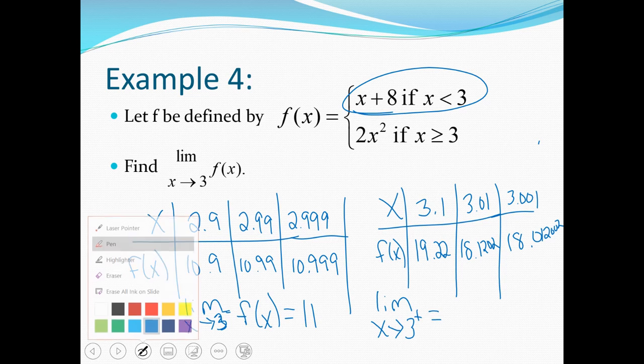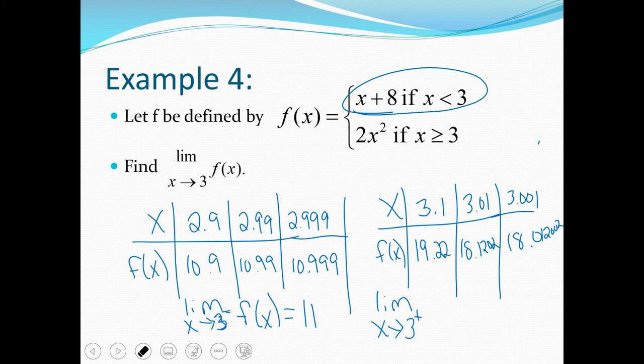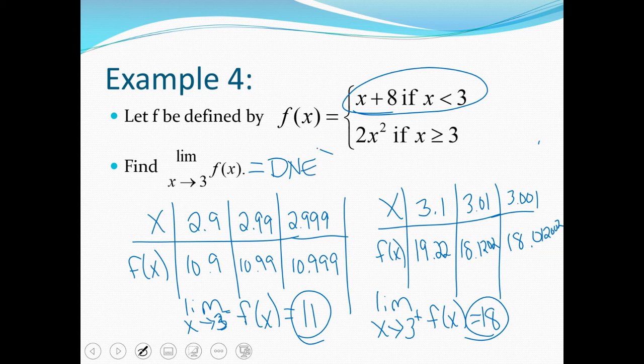Whoops, I did exactly what I told you not to do. Make sure you put the function there. The limit as x approaches 3 from the right is 18. Since these two limits are not exactly equal, this one's 11, this one's 18, so this overall limit as x approaches 3 does not exist. They are approaching different numbers from each direction.